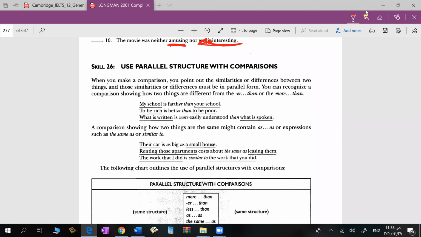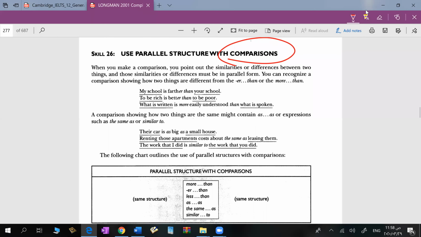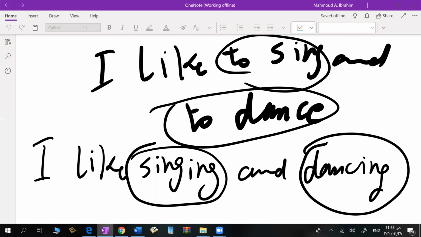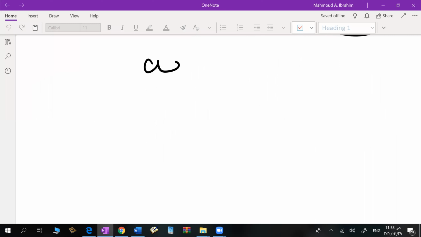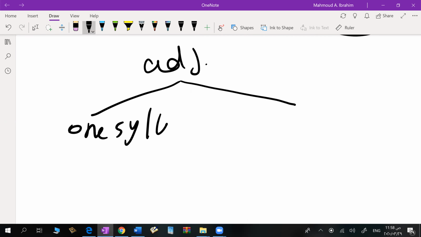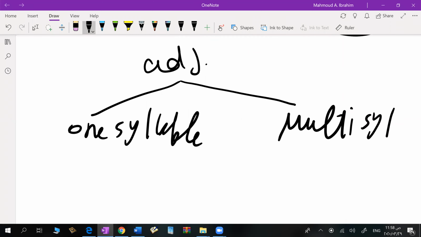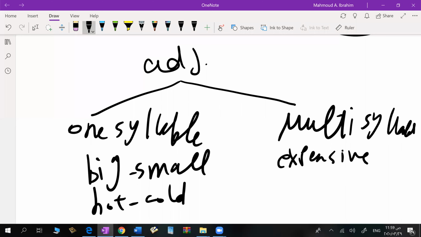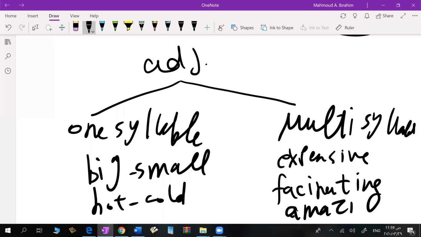Again, with comparisons, we need to use parallelism. But I think we should stop a little bit to talk about comparisons. How can we form comparisons? Because I always see mistakes in this area of grammar. I'll just review it very quickly. Adjectives are either one syllable or multi-syllable. One syllable, like big, small, hot, cold. Multi-syllable, like expensive, fascinating, amazing.